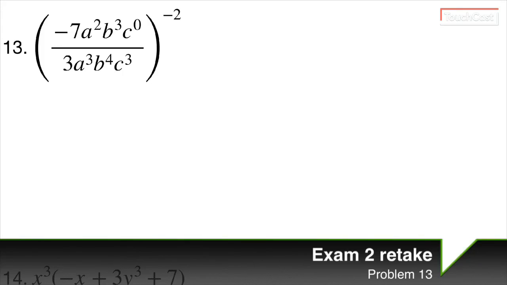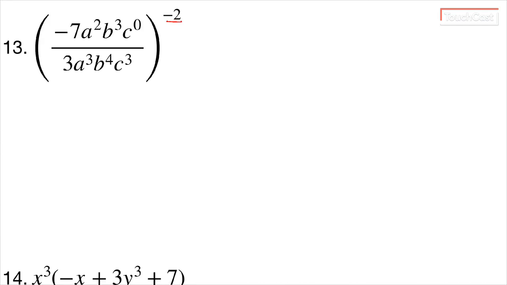Okay, problem 13 introduces the concept of a negative exponent. And when it's presented in this way, outside of the parentheses with a fraction inside the parentheses, we can follow a simple rule, which is to take the reciprocal of whatever's inside the parentheses, which would thereby make this negative a positive. So let's see what happens when we do that. So I'm going to take everything on the bottom and rewrite it on the top.